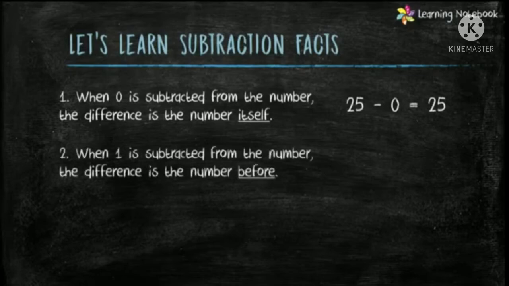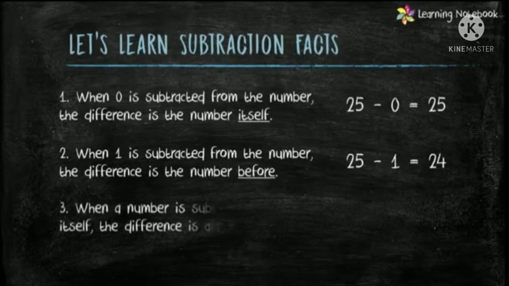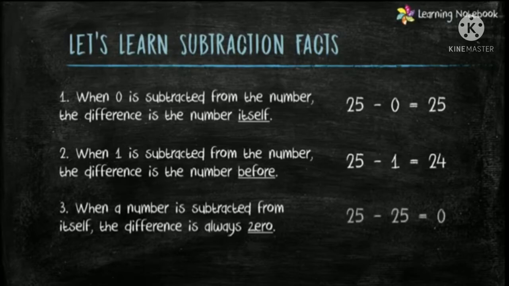Second fact is, when 1 is subtracted from the number, the difference is the number before. For example, 25 minus 1 equals 24, where 24 is also the predecessor to number 25. Next fact is, when a number is subtracted from itself, the difference is always 0. For example, 25 minus 25 equals 0.